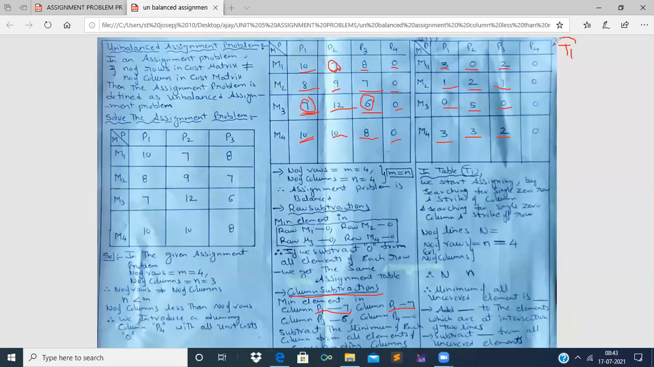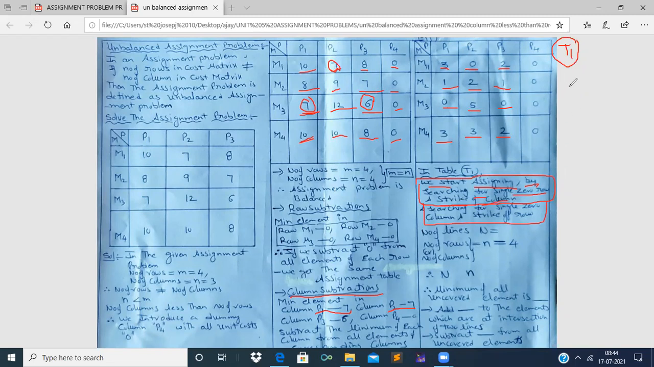I am marking this as table T1, right? In table T1, we start assigning by searching for single zero rows and striking off the columns. It is the first step. We have to search for single zero rows and give assignment, and then we have to strike off the columns. And later, after all single zero rows are finished, we have to search for single zero columns, and then strike off the rows after assignments, right?